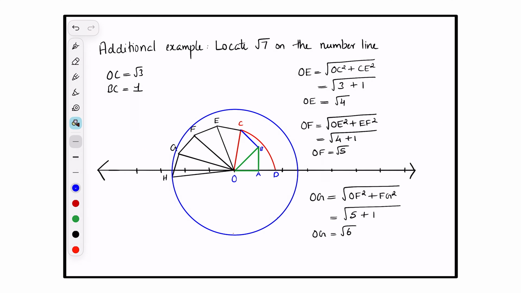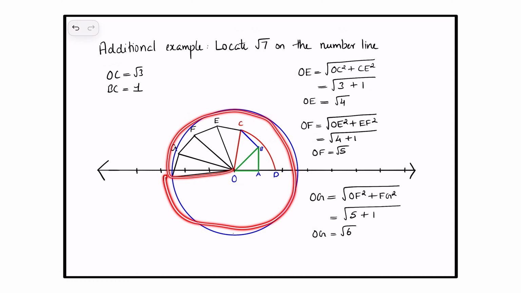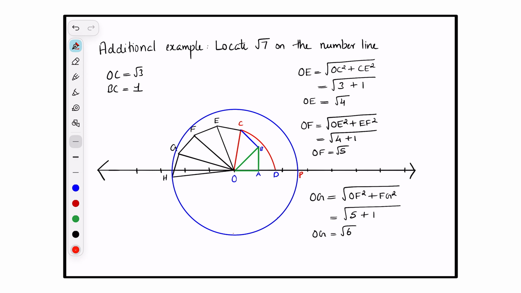Let me do that. So I have approximately drawn a complete circle of radius OH, which is nothing but root 7. So what I have done is that I have drawn a circle of radius OH, and this OH value is nothing but root 7. And this intersection point will be the point root 7 on the number line. I can denote this point as P. So OP will be equal to root 7.